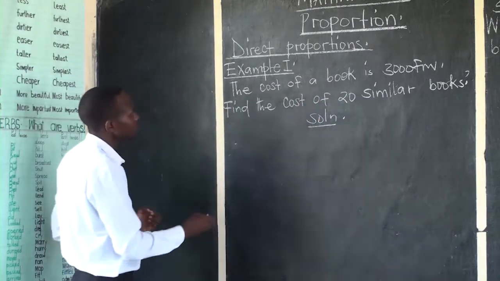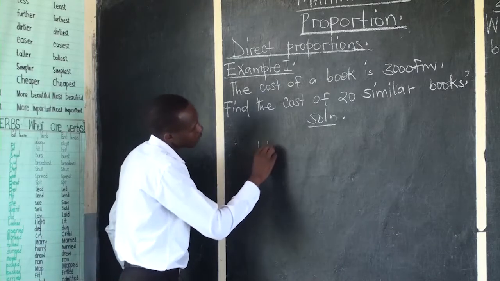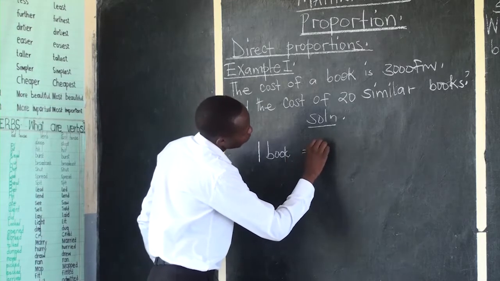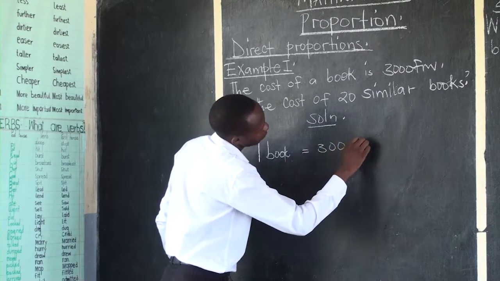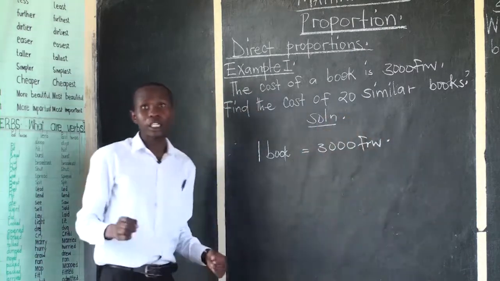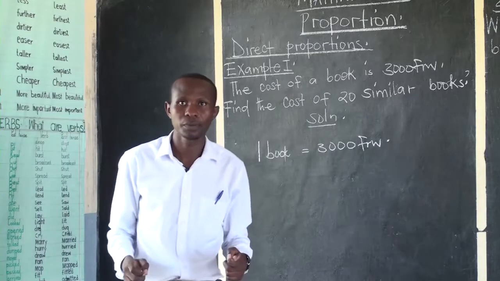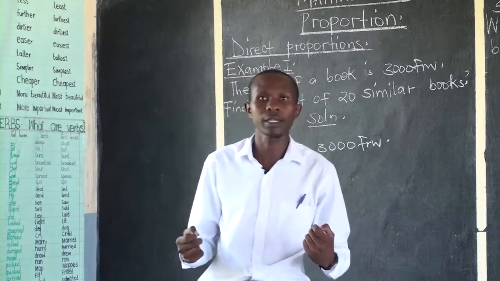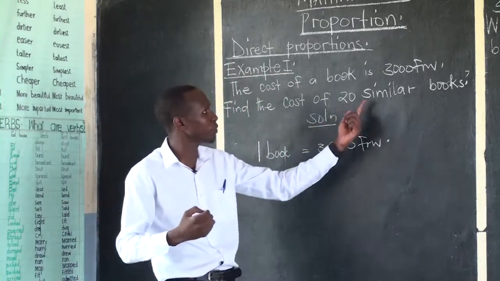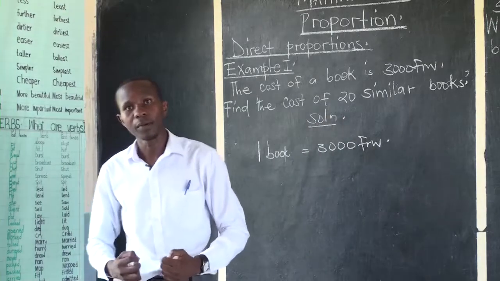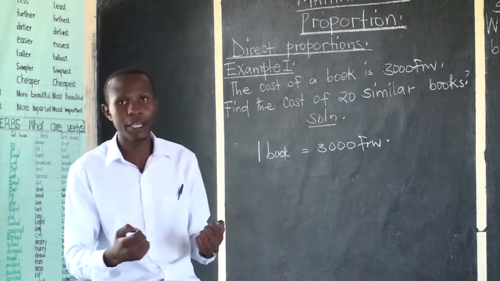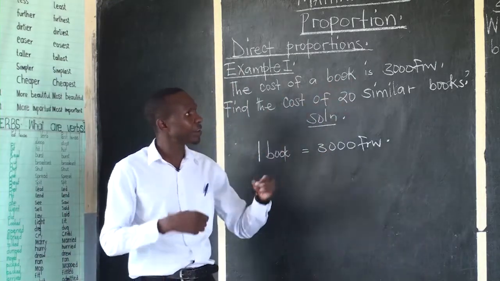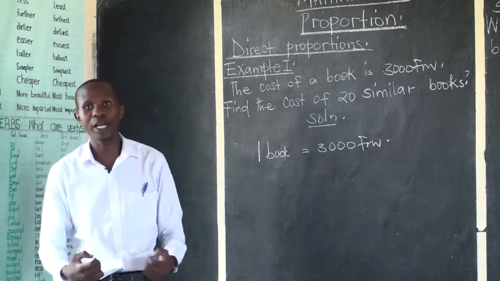When the word is similar, I mean the same type of books. So we shall say one book is equal to 3,000 francs. That is the cost of one book. But the question wants us to find the cost of 20 books of the same type, or similar type, or the same category. If one book of this type is 3,000, now they are asking us how much 20 books will cost us.